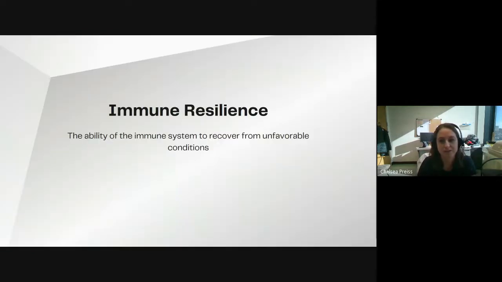All right. So in this topic, I'm going to cover immune resilience. So I wanted to first define what that is. Like it says there on the screen, it's the ability of the immune system to recover from unfavorable conditions. This doesn't mean that we'll never get sick, just that we have the resiliency to bounce back from being sick. We want our immune systems to detect and respond to pathogens and foreign invaders. If we never got sick, this just means that our immune systems are suppressed and not responding appropriately.